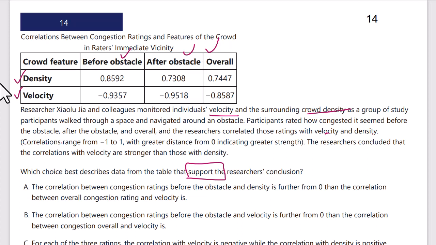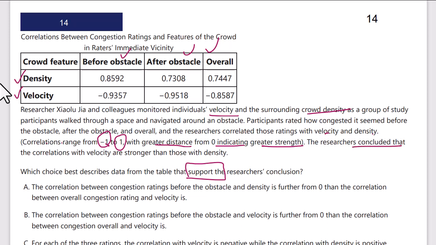Correlations range from -1 to 1. 0 is no correlation, -1 is perfect negative correlation, and 1 is perfect positive correlation, with greater distance from 0 indicating greater strength. So it's either perfectly negative, perfectly positive, or no correlation, 0. The researchers concluded that the correlations with velocity are stronger than those with density.